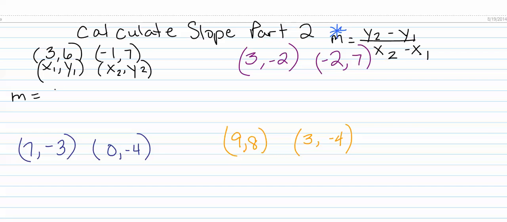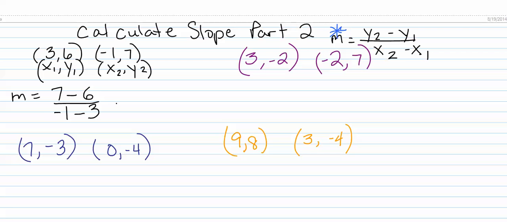So over here, y2 is a 7. So I'm going to do 7 minus y1, and y1 is a 6. Now on the bottom, to find the change in the x's, it says to take x2, which is negative 1, minus x1, which is a 3. Now I just need to do that math.